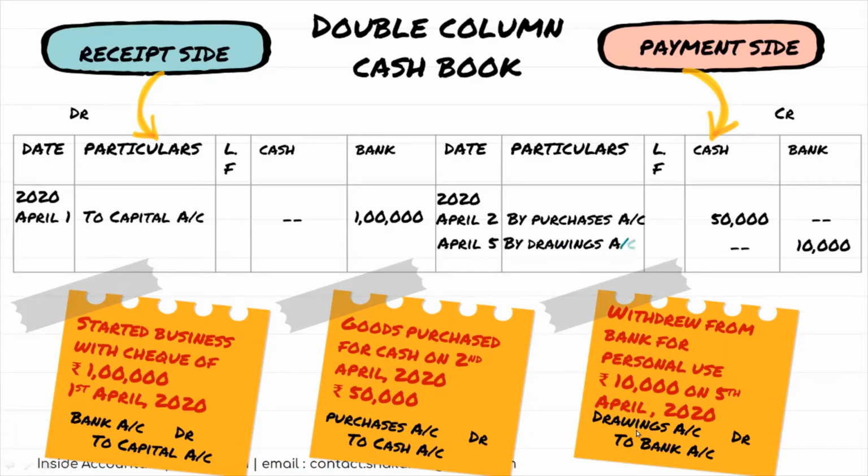So this is how it will appear, by drawings, under the bank column. Please note, since it was through bank, therefore it has been mentioned under bank. Had it been "withdrew for personal use" only, and the word bank had not been written here, then we would have written this 10,000 under the cash column. So this is simple. Any transaction of cash comes under the cash column. Any transaction of bank comes under the bank column. Moving on, let's take a few more examples.